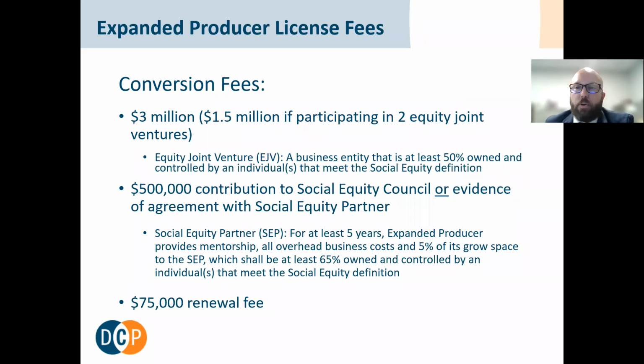The social equity partner is a unique relationship between a current producer and a social equity applicant that provides mentorship. The expanded producer will provide mentorship, overhead business costs, and 5% of its grow space to the social equity partner, which shall be at least 65% owned and controlled by the individual. And generally, the producer's renewal fee is $75,000 per year.